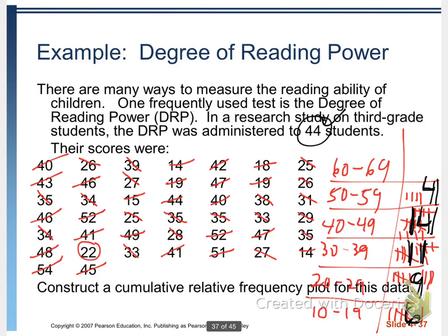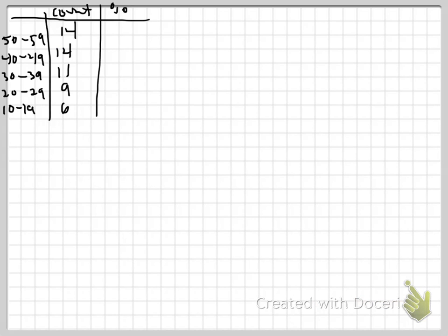So you can see how the process was to make the frequency table. There's our frequency table. And then I'm going to pause it here for a second. Okay, because it's a cumulative relative frequency table, what I just created was a frequency table.